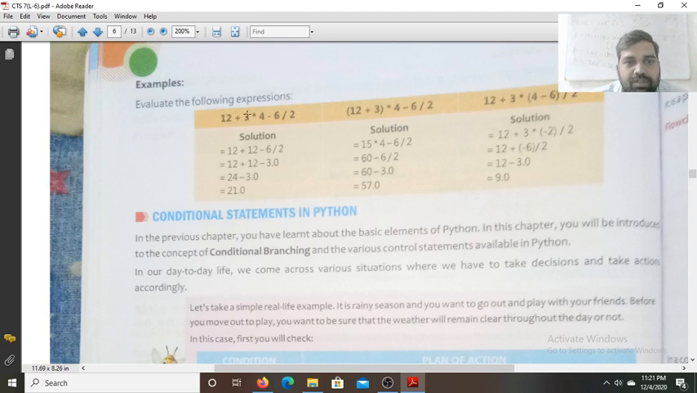How will it be removed? The first multiplication will be evaluated. So 3 will be multiplied with 4. Now see the result, 12 plus 12. We got 3 4s are 12. Now in the next line, one operator is removed. Out of 4, 3 are left: plus, minus and division.